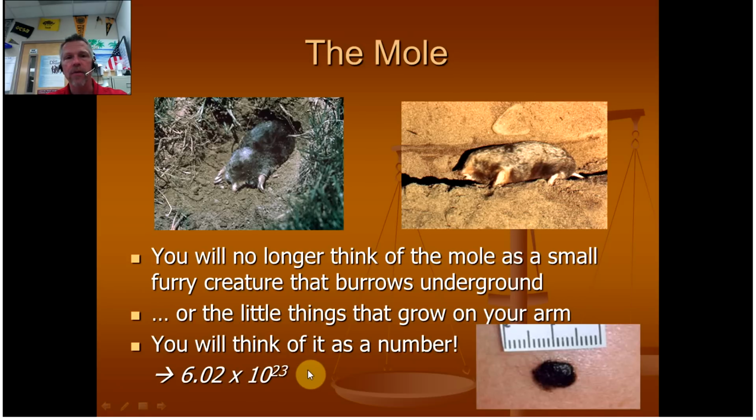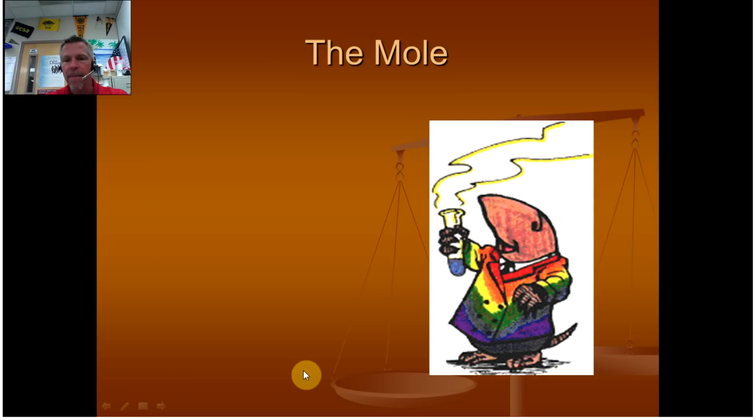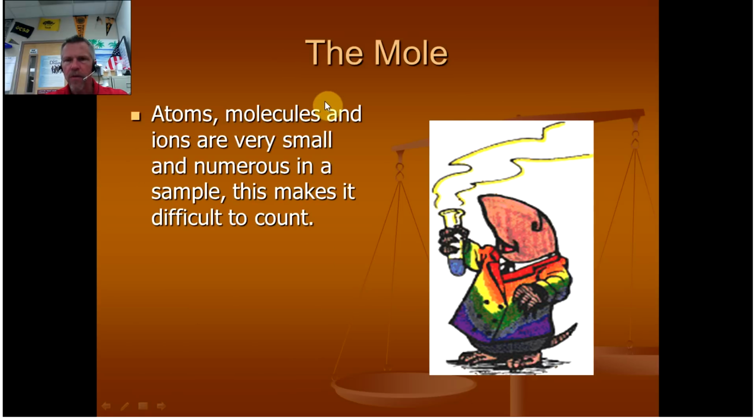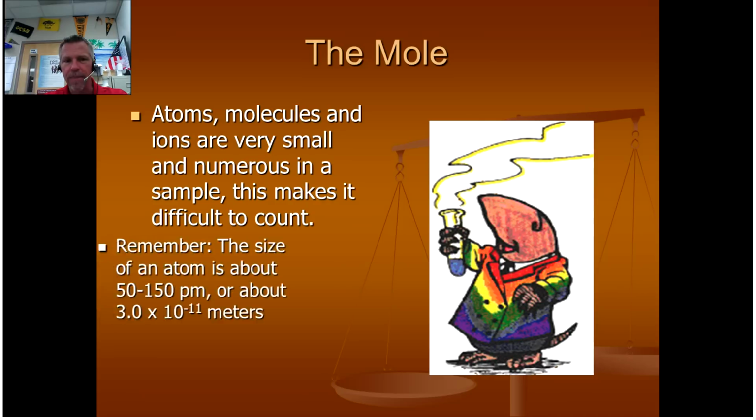All right, so let's look into this a little further. The reason we care about this at all is that atoms and molecules and ions and so on are super, super, super, super small. And that means that even in a small sample, half a milligram of a sample will have millions and millions of atoms or molecules in it. So that makes it really difficult to count.